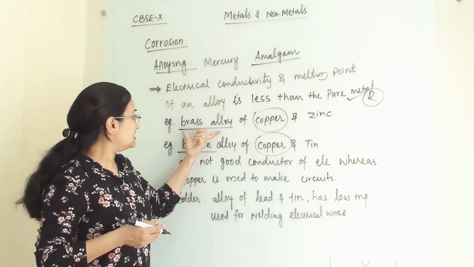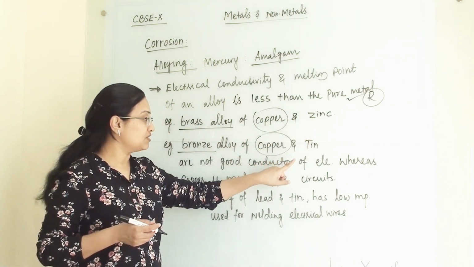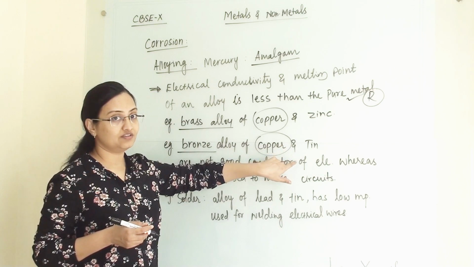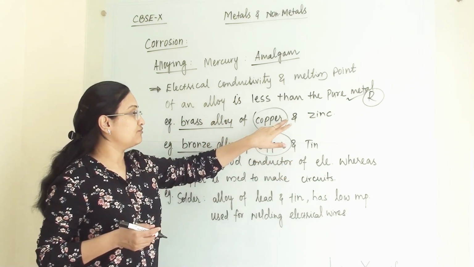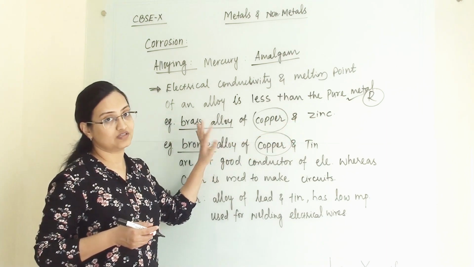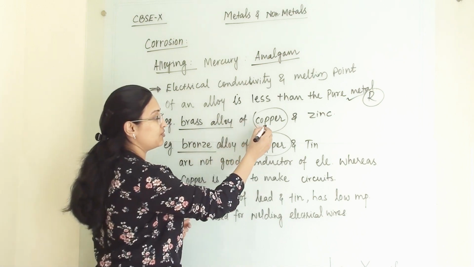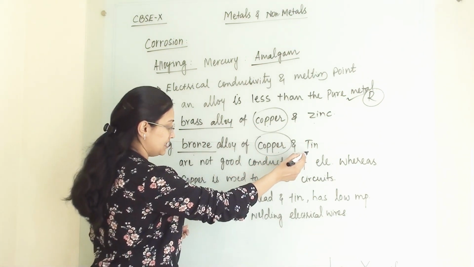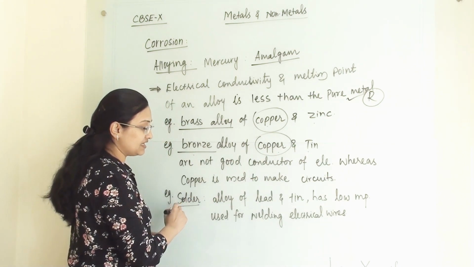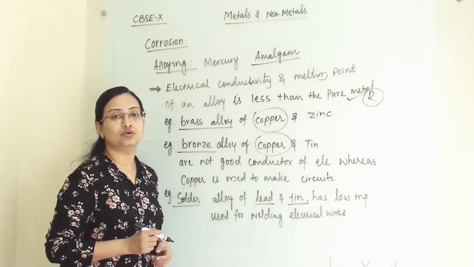Here this alloy is of copper and zinc. This can be asked in a 1 mark question, multiple choice, or in fill in the blank. That which is the alloy which is made from copper and zinc, or vice versa. So this we need to remember, that brass alloy is made up of copper and zinc, bronze alloy is made up of copper and tin, and soldering is made up of lead and tin. So this we need to remember.